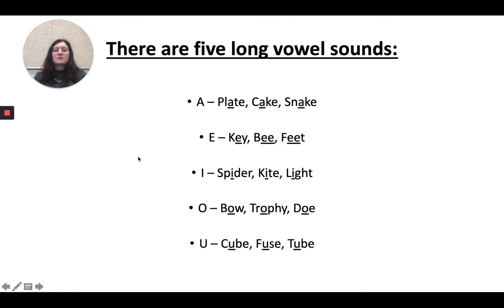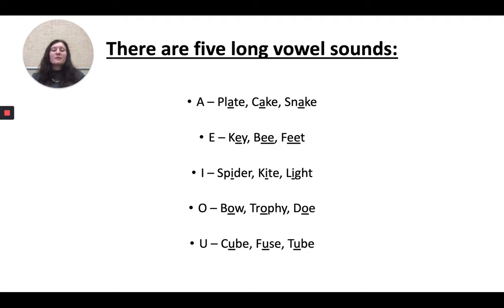vowel sound. Next we have E, and we hear the long vowel E in the words key, bee, and feet. And we also notice in the words bee and feet, we have the double vowel E in it. Next up, we have the long vowel I sound, and we hear that in spider, kite, and light.